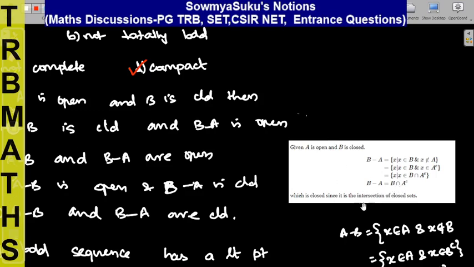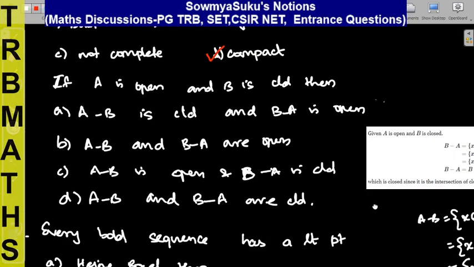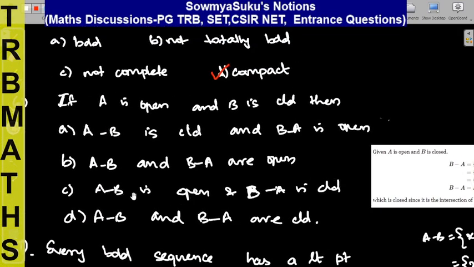Then we can see for A difference B, that is X belongs to A and X does not belong to B. That you can write as X belongs to B complement, and that is A intersection B complement. So B is closed, given in the question. So B complement is open. Again A is open, given in the question. Intersection of open sets is open. So A difference B is open. So here option C is the right one.